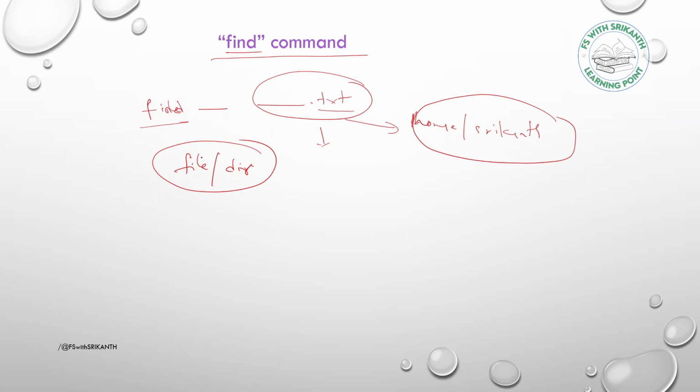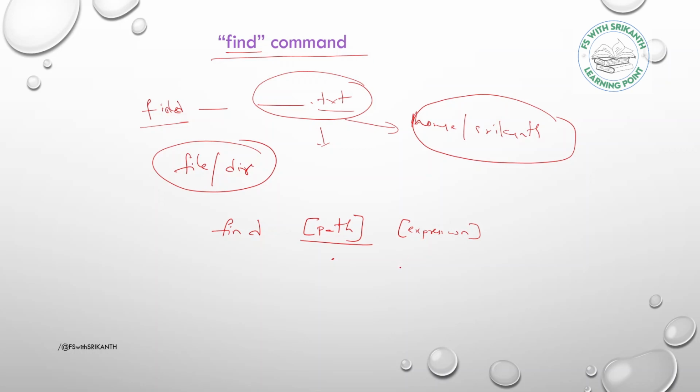So what is the syntax of this find command? Find, and you should provide a path. Path means where the file is available. Suppose you don't know the directory and path, you just put a dot, and it follows all directories and the whole file hierarchy. And you should provide the expression. Within the expression there are some different options available.